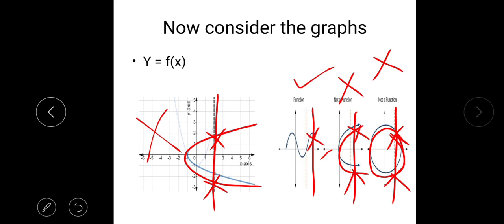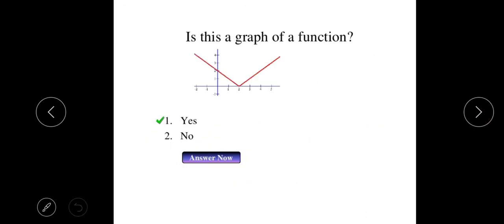So likewise, you can check whether a given relation is a function or not. Consider this graph. Is it a function? A V-shaped graph. Of course, this is a function. Why? You draw a perpendicular line like this. This vertical line intersects this curve at one point. Therefore, this is a function.